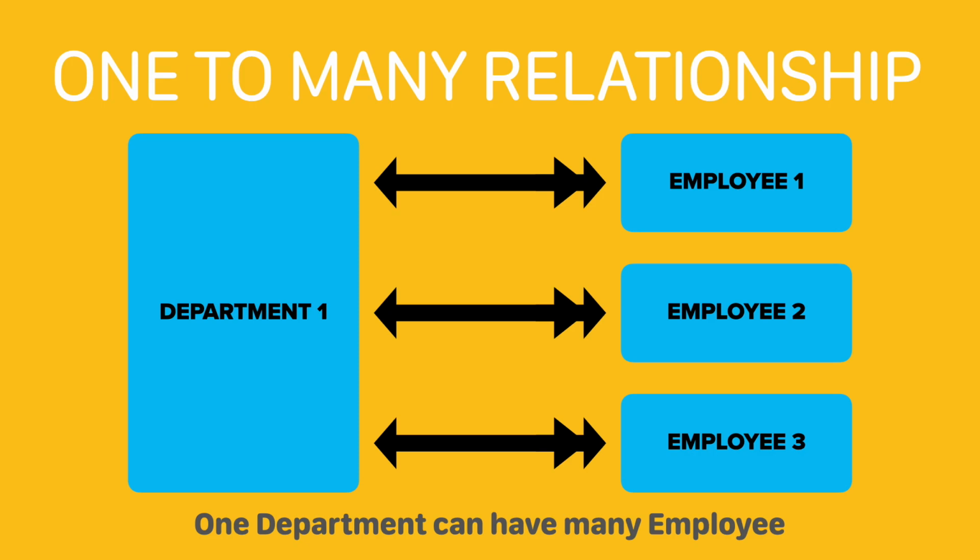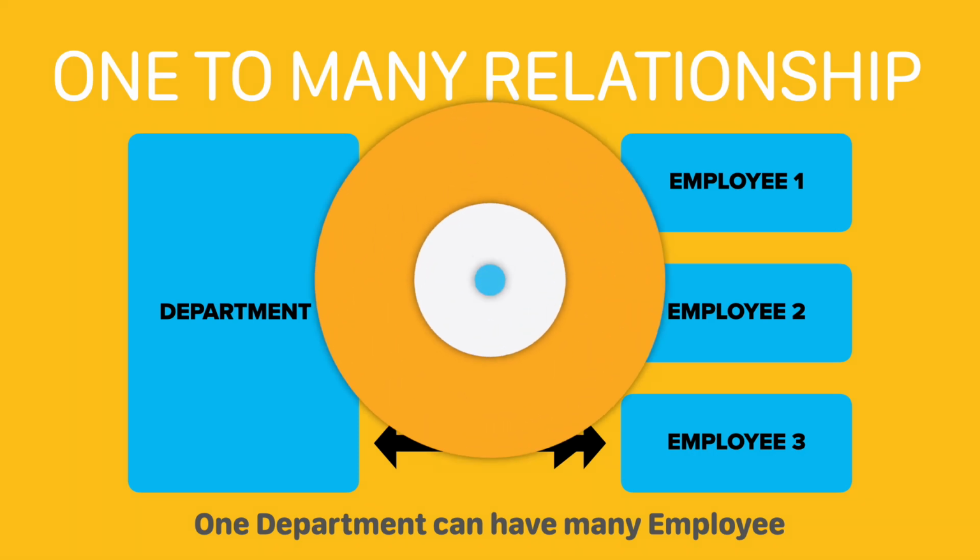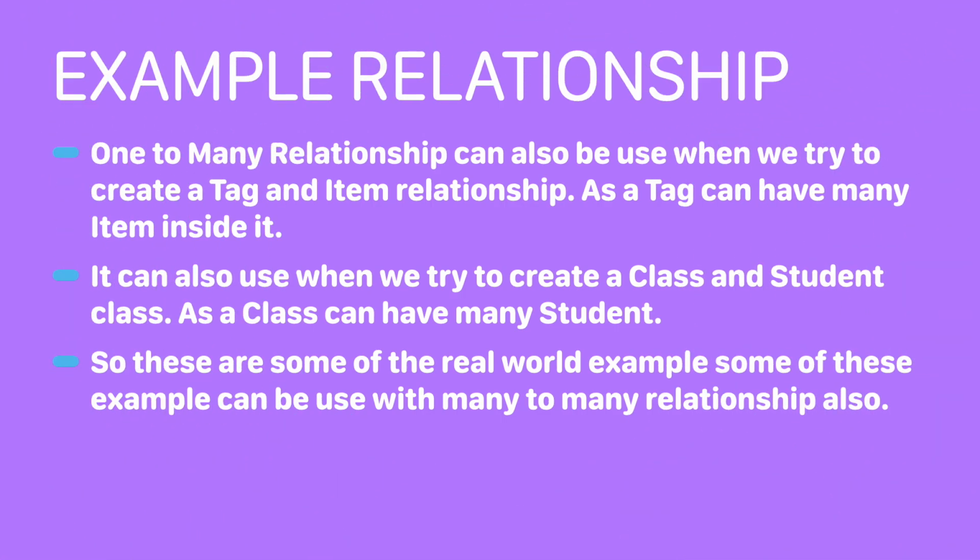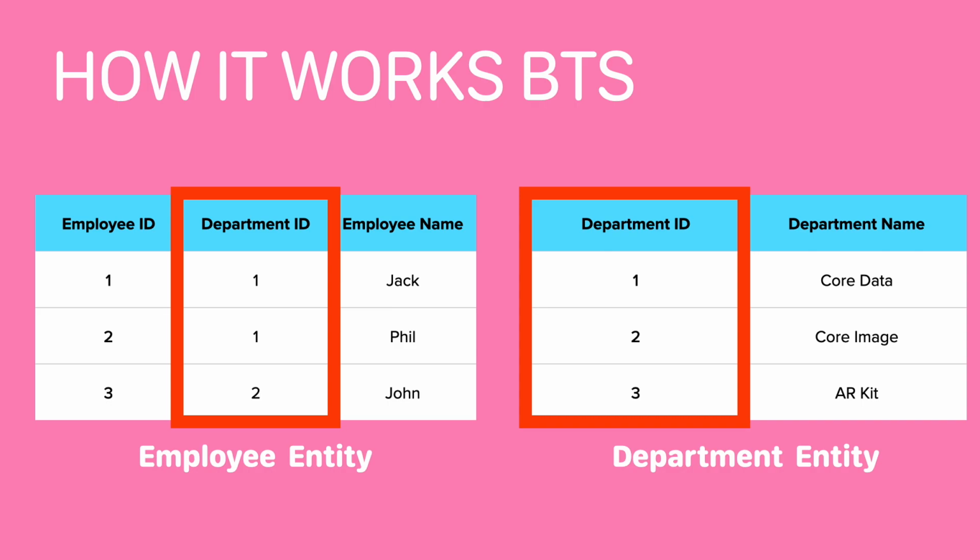Talking about other examples of this type of relationship, we always see it in real-world day-to-day examples. For example, when we need to create a tag which we use to store different items inside it. A one-to-many relationship can also be used when we create a tag and item relationship, as a tag can have many items inside it. We can also use a one-to-many relationship with class and student cases, as a class can have as many students as it wants. Let's see how it works behind the scenes.